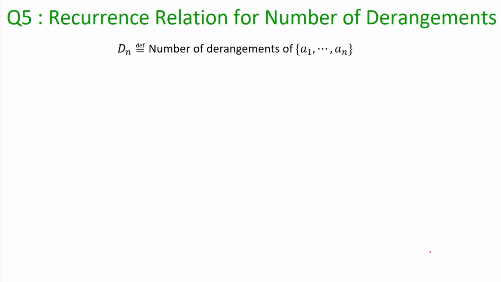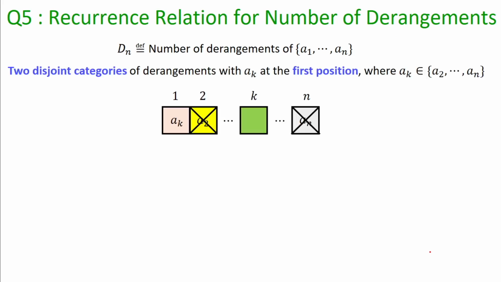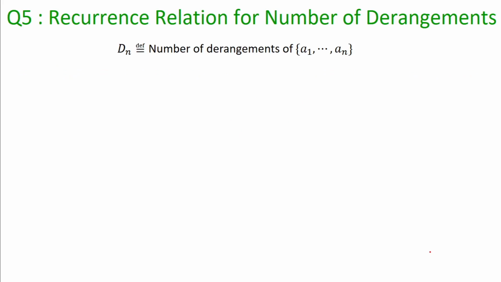The last question is, we want to find a recurrence relation for the number of derangements of n objects. So just to recap, a derangement of n objects is a permutation of those n objects such that none of the objects is at its correct position. That means object number 1 is not at the first position, object number 2 will not be at the second position, and so on.